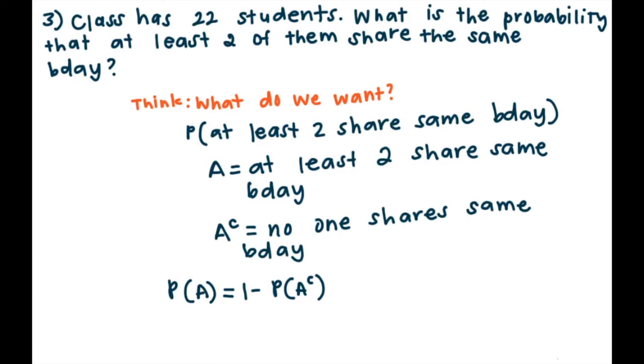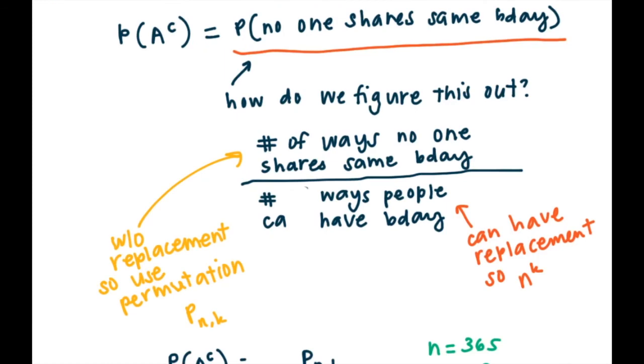So remember that we learned earlier that the probability of A is equal to 1 minus the probability of A complement. Okay, so I know that the probability of A complement is the probability that no one shares the same birthday. So how do we figure that out? Okay, well, we can use a fraction to help us figure out the probability that no one shares the same birthday, okay? So the numerator is going to be the number of ways no one shares the same birthday, and the denominator is the number of ways people, there's a little mistake, people can have a birthday.